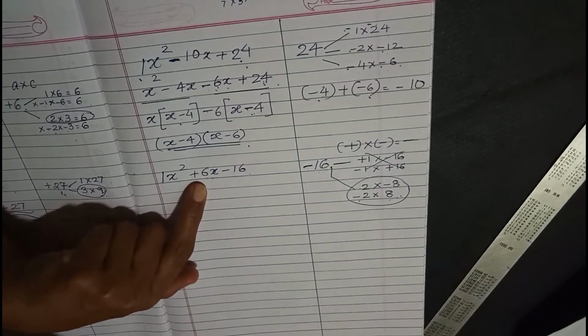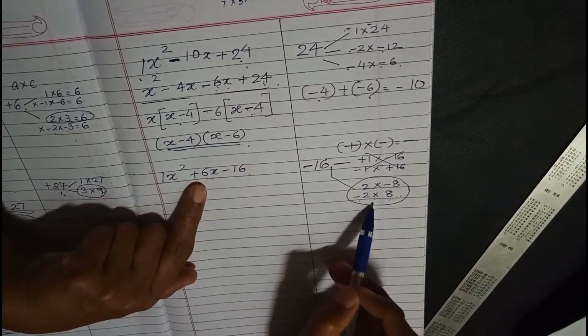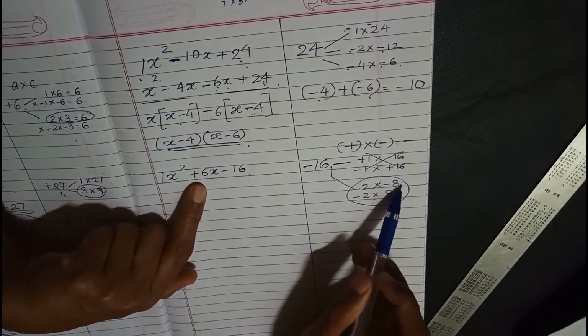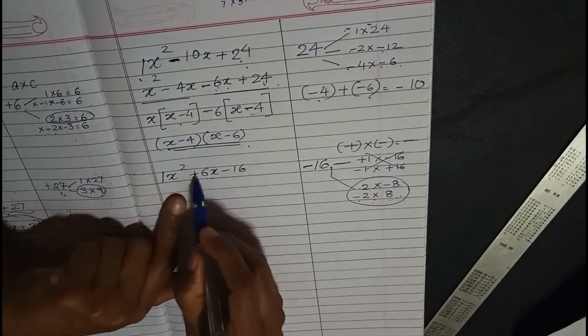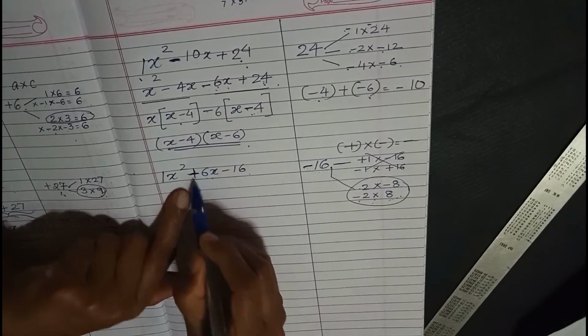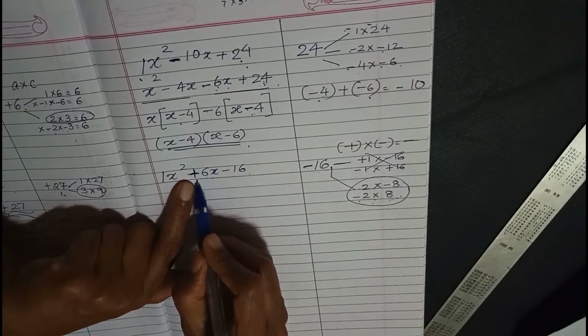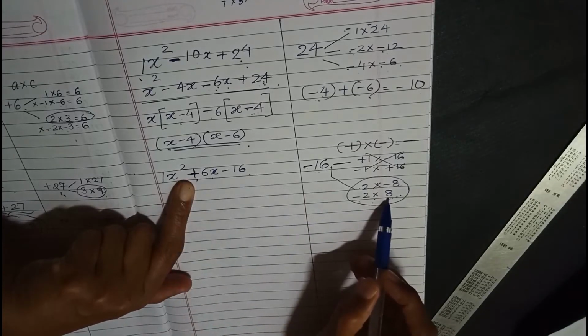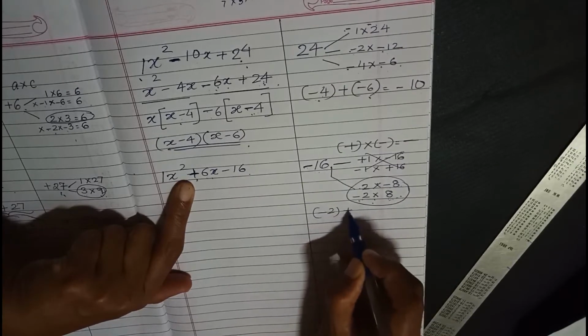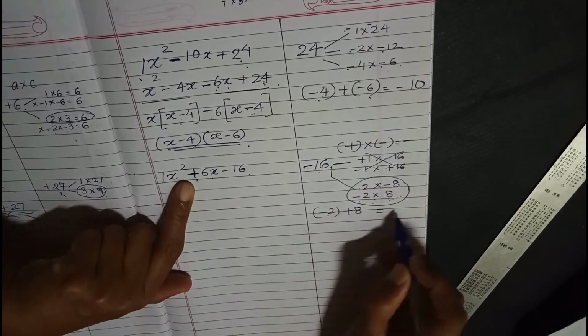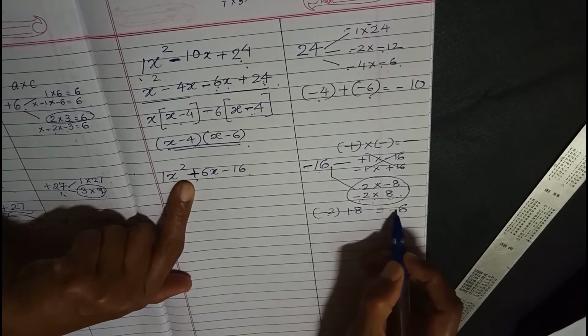Now we have to decide which one of these should I take, whether it should be plus 2 and minus 8 or minus 2 and plus 8. That will be decided by this sign in between. Now you can see this is a plus sign. That means the bigger number should be plus here. So 8 is a bigger number, 2 is a smaller number. So you can see minus 2 plus 8 is 8 minus 2, 6, and sign of the bigger number plus.